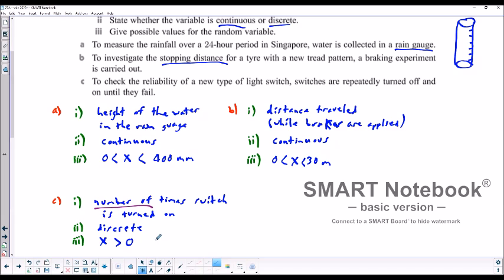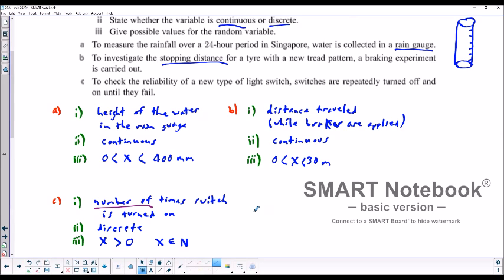In this case, I don't know if you have to necessarily state this. We've already stated it's discrete up here in part two, but it would be part of the natural number system. Obviously you can't turn a switch on a portion of a time, 1.5 times or 1.7 times. So it's just going to be a counting number greater than zero, and hopefully the switch won't break after one time turning it on.